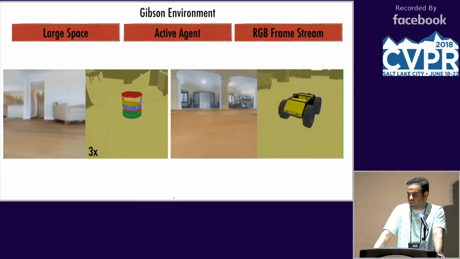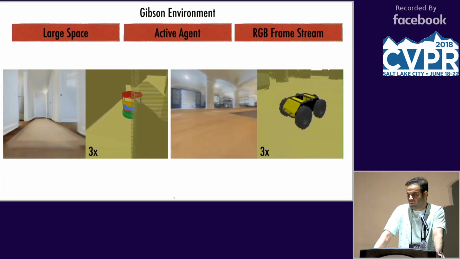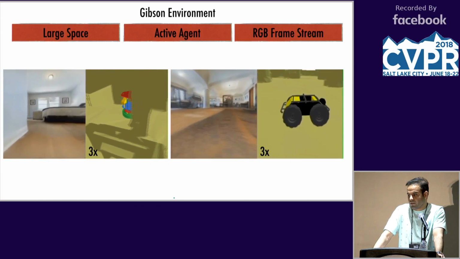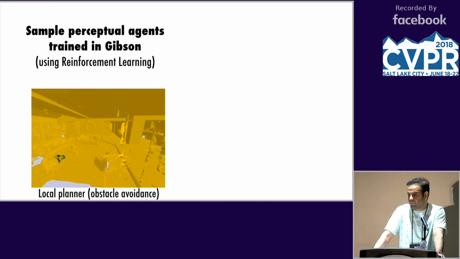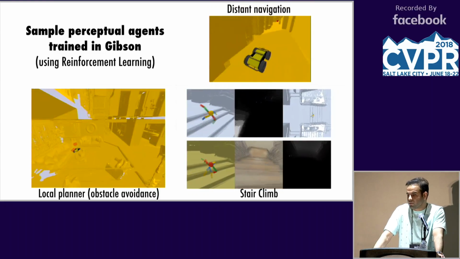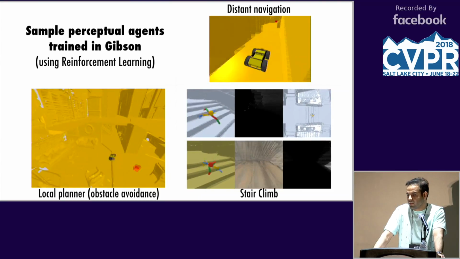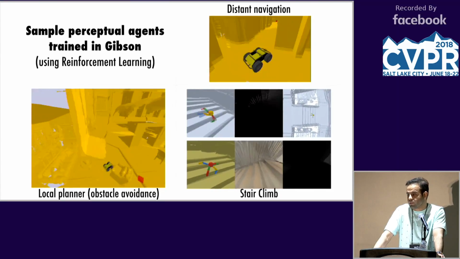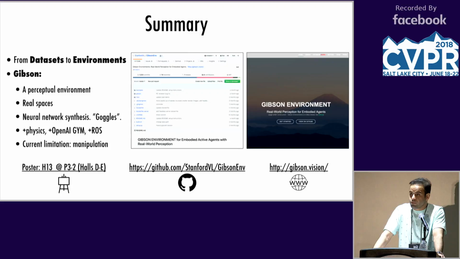Okay, so some more examples. On the left, you can see, for instance, a turtlebot that is going from a living room to a bedroom that you can see right here. And on the right, you can see a Husky agent that is driving around the living room. So these are some sample perceptual agents that we developed in Gibson using reinforcement learning. On the left, you can see a car that is doing visual obstacle avoidance. On the right, you can see an ant traveling down a stairway visually, and a car traveling to a distant location. Yeah, this was an overview of the Gibson environment for learning perception based on virtualizing the real world. You can access it from our website or GitHub.